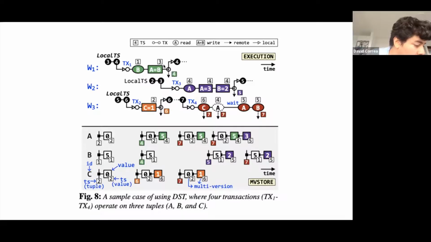So using DST, transaction 1 installs its value with the commit timestamp TS. The timestamp of 1 is 4, which is derived here. And then after that, transaction 3 reads the timestamp of tuple A, which is 4 because it was committed by worker 1, and then derives a larger timestamp, which is 5.